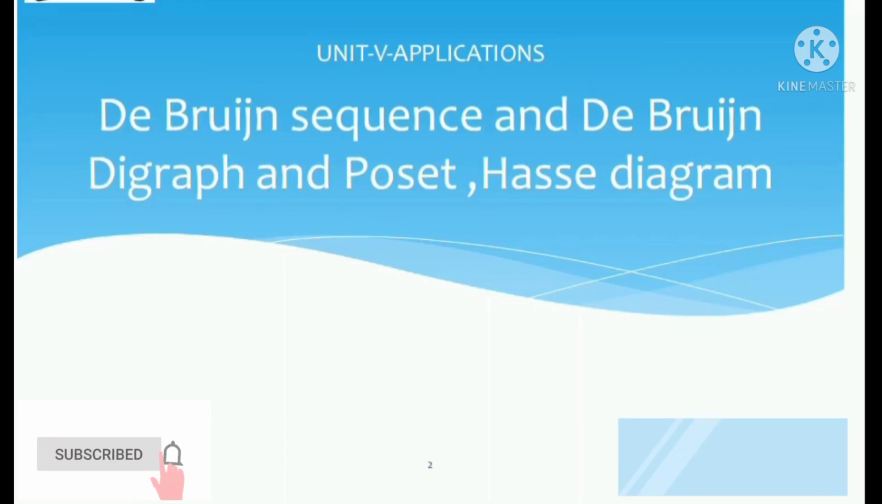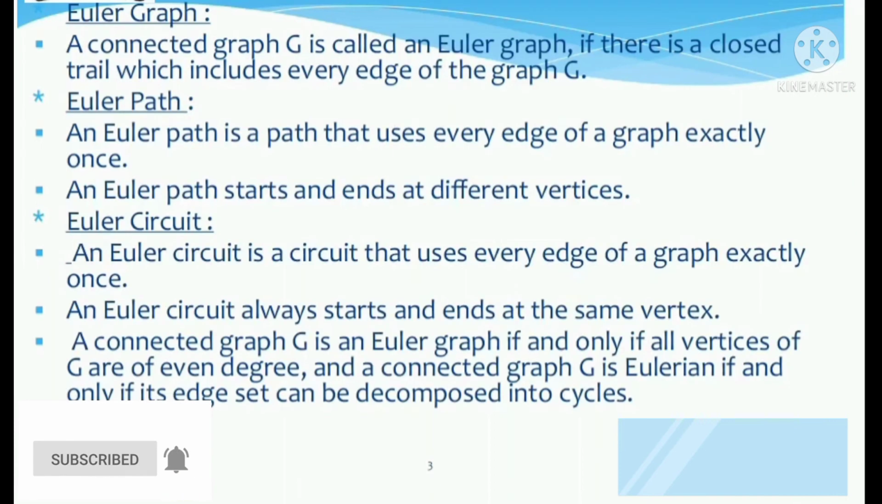Take the Unit 5 applications. Take the topics: De Bruijn sequence, De Bruijn digraph, poset and Hasse diagram. First, the basic terms. First one, Euler graph.